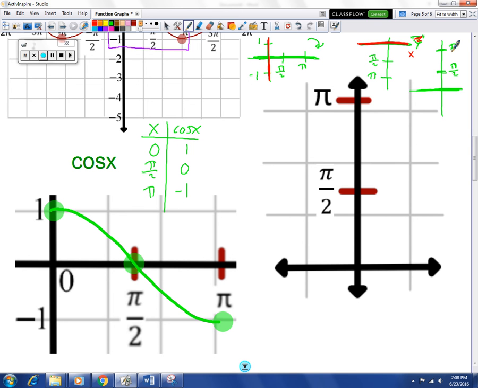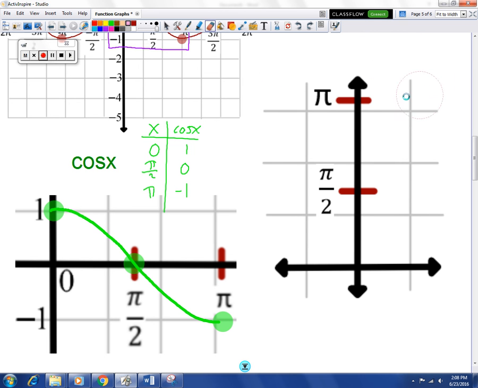So let's do a little t-chart. I picked very strategically the points for regular cosine. So for my inverse cosine, I just reverse them. I'll put the 1 and the 0 and the negative 1 on the input side, and the 0 and the pi over 2 and the pi on the output side. So how do we graph it?